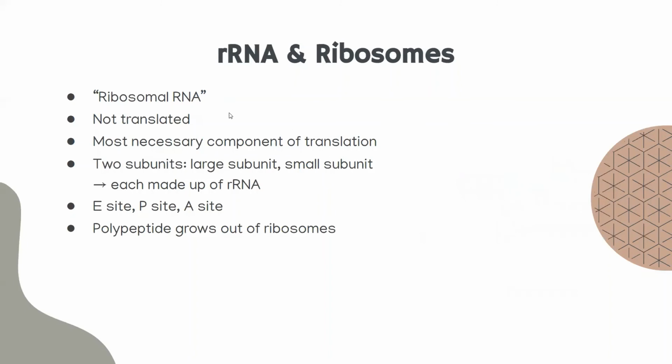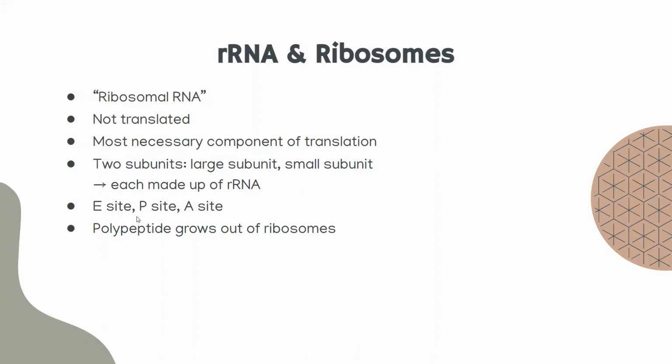The next kind of RNA is the ribosomal RNA. It's also not translated. It's rRNA, and the ribosome is the most necessary component of translation. There are 2 subunits, a larger subunit and a smaller subunit. It's like 2 balls smushed together, a larger part and a smaller part, and each of them is made up of rRNA.